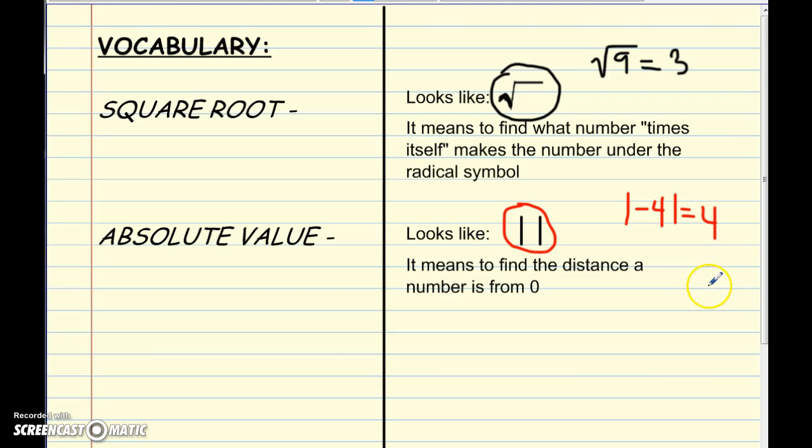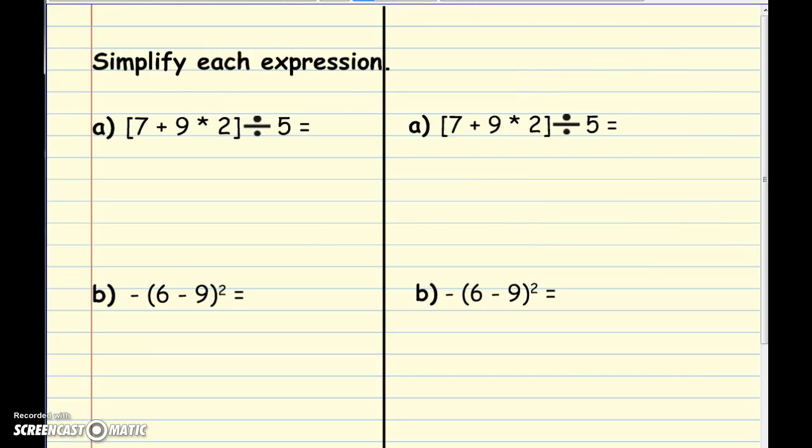After you get those in your vocab section, let's move on to our first examples. Go ahead and hit pause real quick and copy the problems down, and then we will walk through how to solve each of these problems.